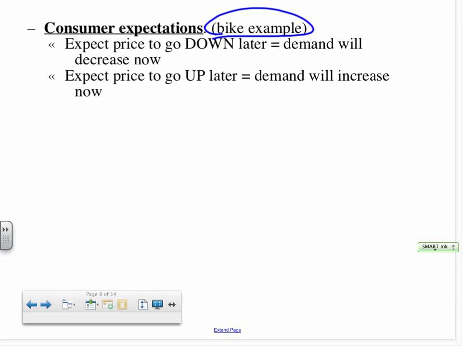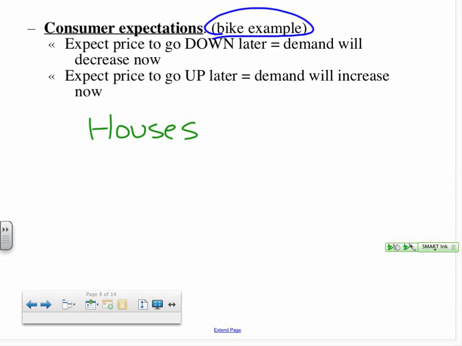And then you hear somewhere that the price of bicycles will go up in 3 months. You'll probably go out and buy that bicycle now. And you won't wait 3 months because you know the prices will go up later. Which means that if you expect the price to go up later, you'll go buy it now and demand will increase now.